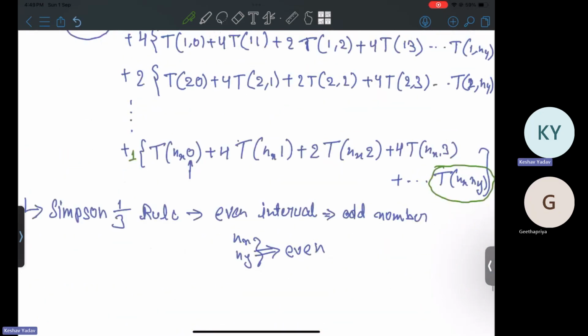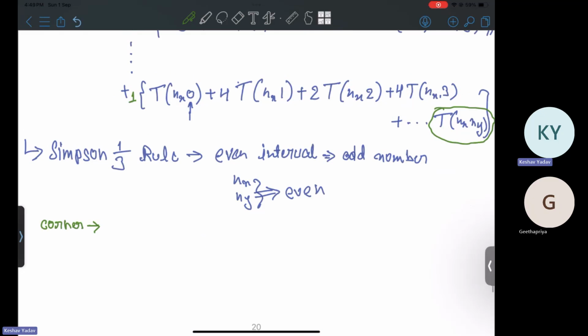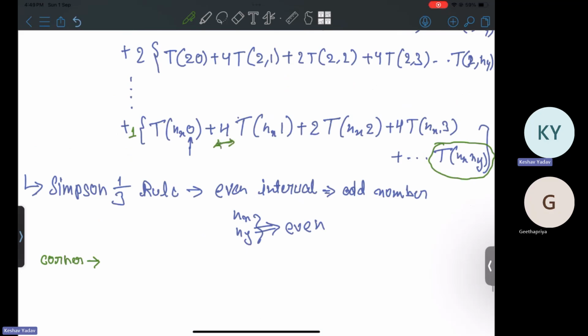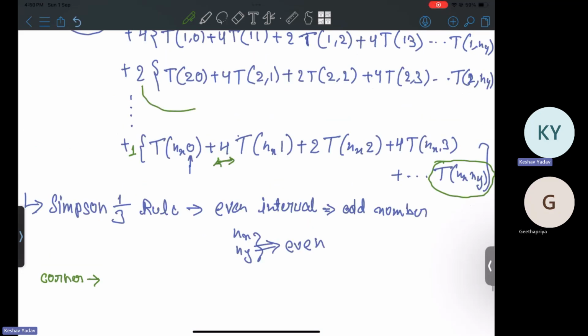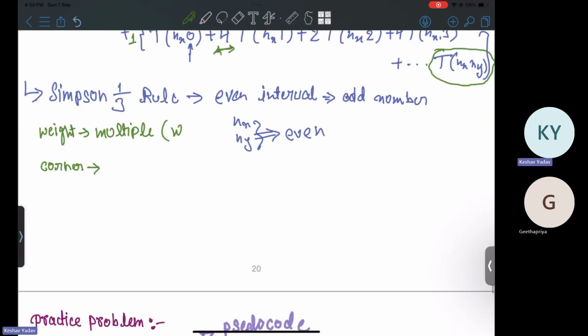Okay. So for the corners, whatever term it is multiplied by, suppose here 2 multiplied by 4, this is 8. So whatever it is multiplied by, I am defining as the weight W. Weight W is the multiplier. Okay. So for corners, W is 1. Okay. For corners, W is equal to 1.